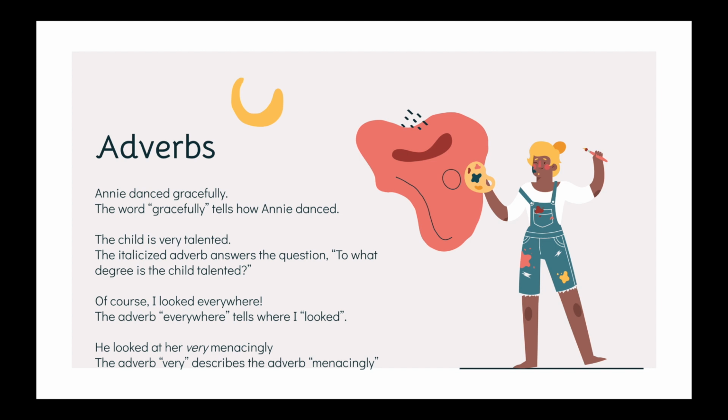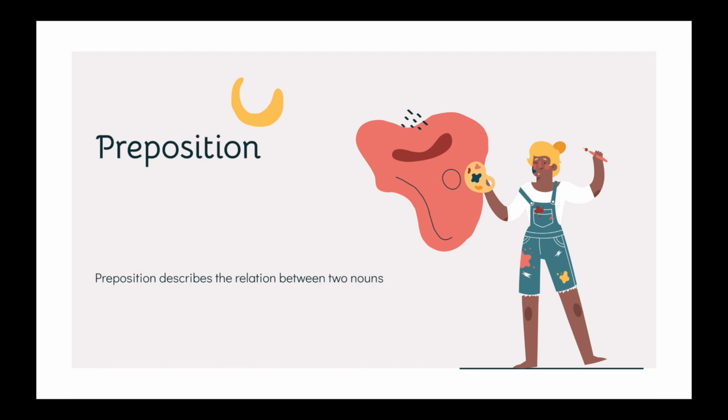Okay, so yeah, it can also describe a verb. And then he looked at her very menacingly. Okay, and then if you can see here the word very, okay, it describes the word menacingly, which is an adverb. So I think we can see that an adverb, they can describe verb, adjective, and another adverb. Okay, and then the next one is preposition. Preposition describes the relationship between two nouns.